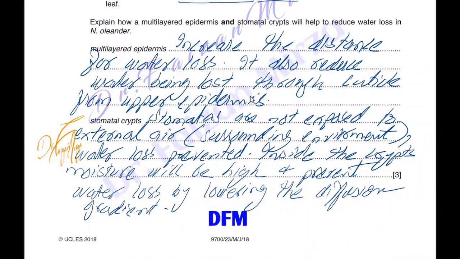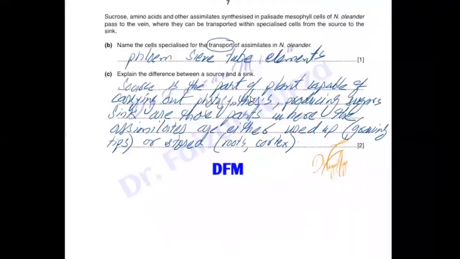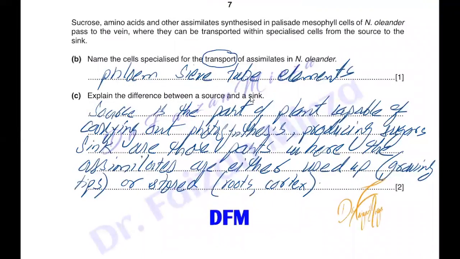Inside the crypts, moisture will be high and prevent water loss by lowering the diffusion rate. So that's what you can mention here. Sucrose, amino acids and other assimilates are synthesized in palisade mesophyll. They pass on to the vein. They are transported by specialized cells from source to sink.